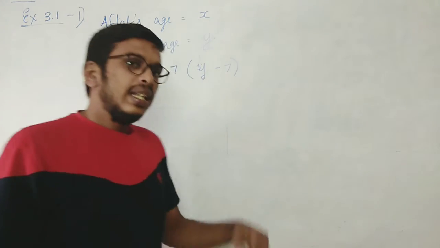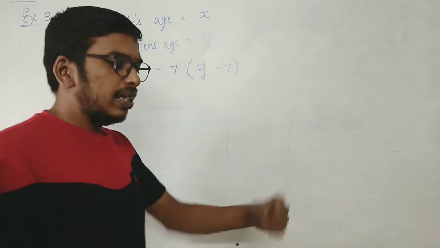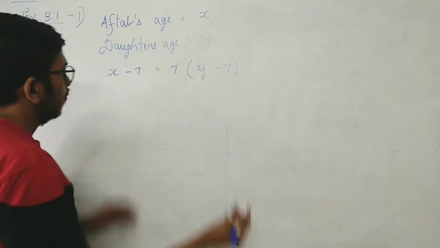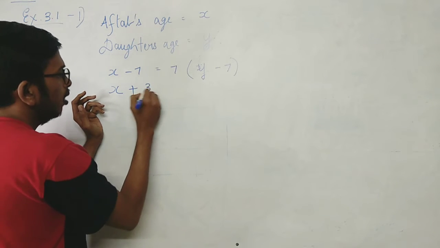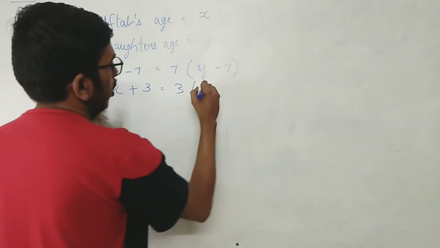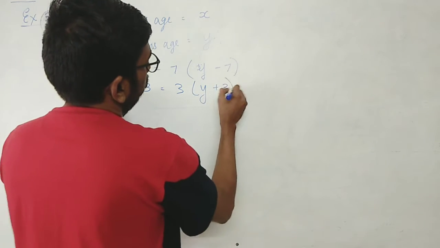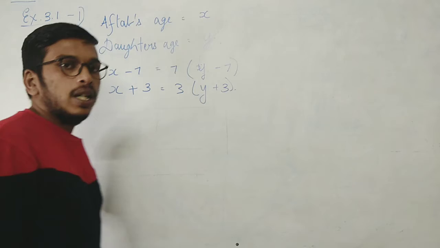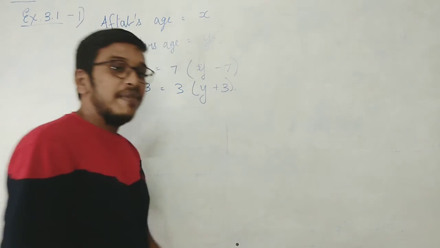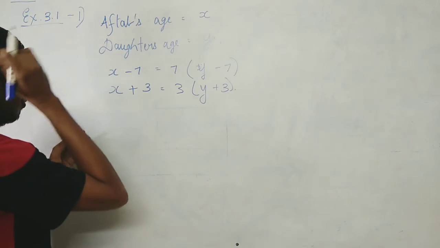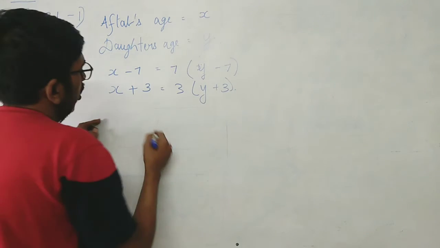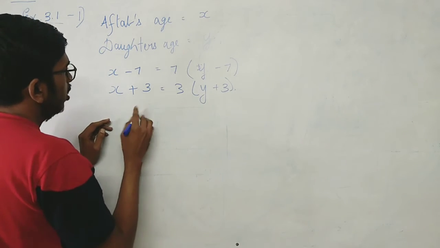The next data is 3 years from now, I'll be 3 times as old as you will be. Nothing else. So X plus 3 is equal to 3 into Y plus 3. Done. I haven't solved the equation, I have framed the equation. Now I need to simplify it, I need to make it bigger, I just need to expand it.